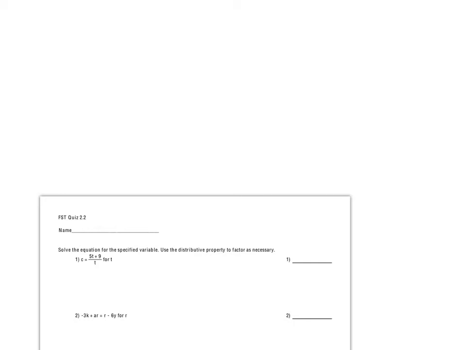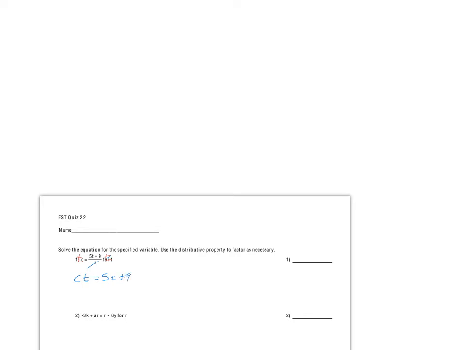Starting with number 1, we're going to solve that equation for t. One of the difficult things with this one is that we have a t in the denominator. So what we do is multiply both sides of the equation by t. What that does on the right side is the t's cancel out. On the left side, that gives us ct, and then that equals 5t plus the 9.